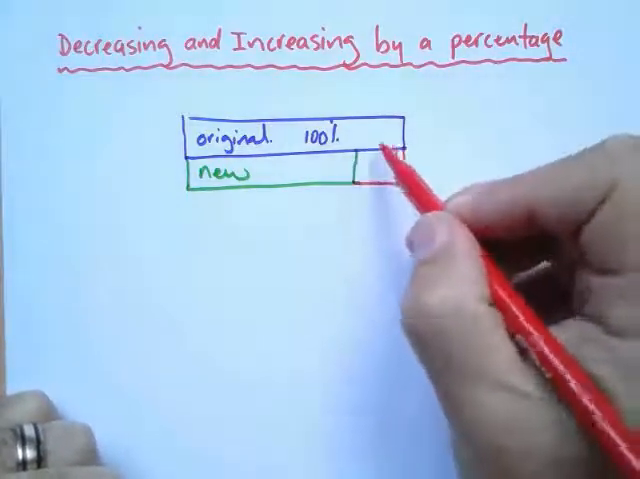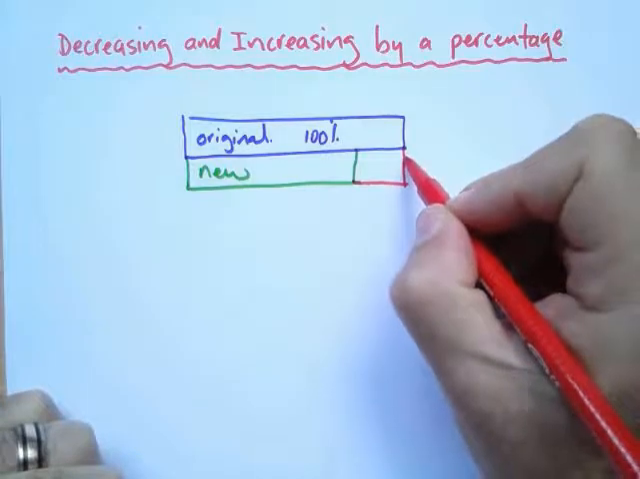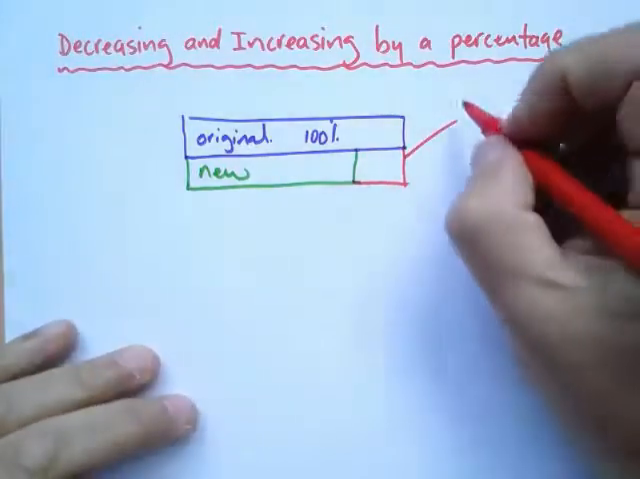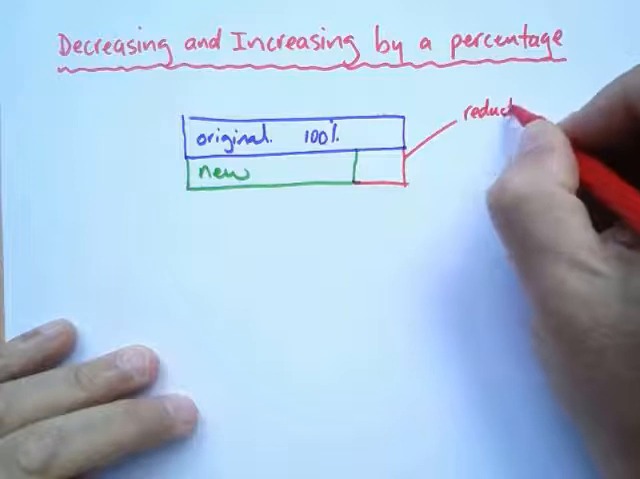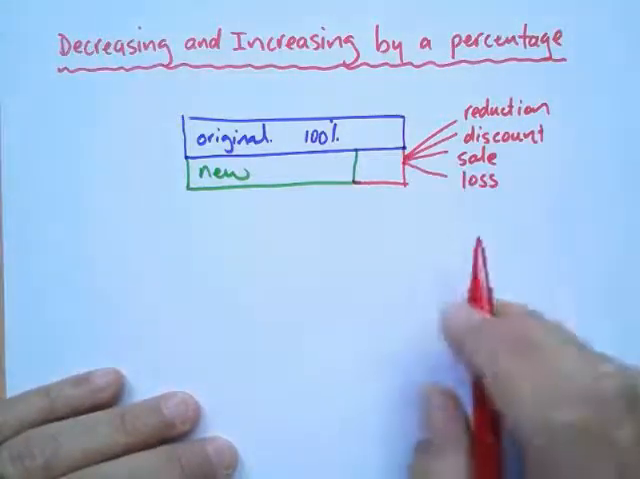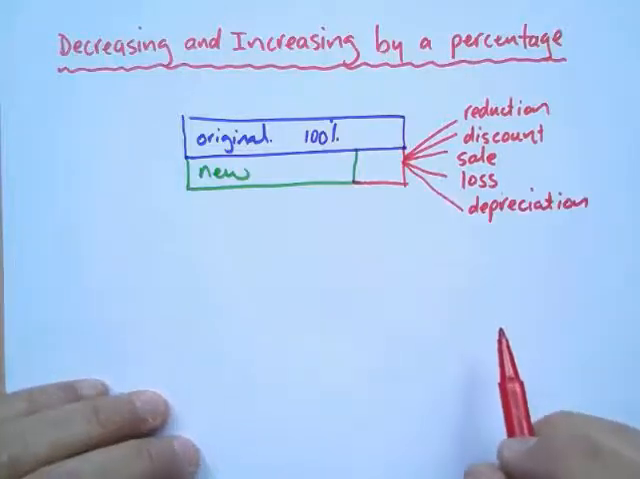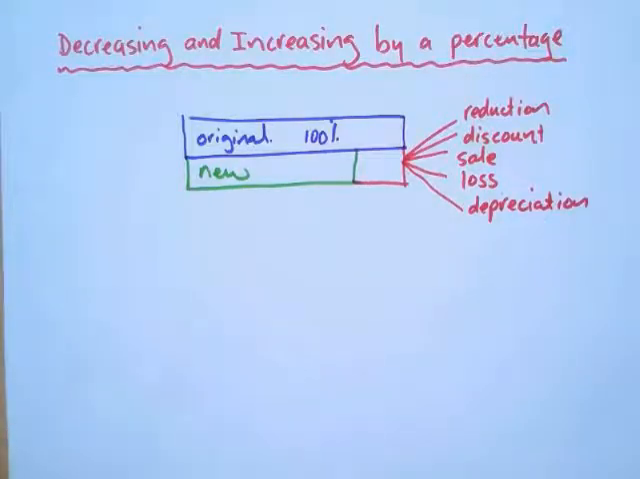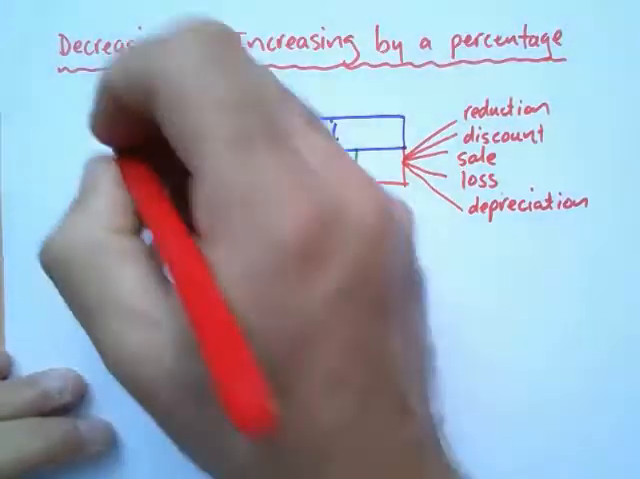To show you that this value is getting less, we can use words like reduction, discount, sale, loss, and depreciation. Now, depreciation is if you have things of value, like a car, and every year that you have the car has less value. So that is depreciation.